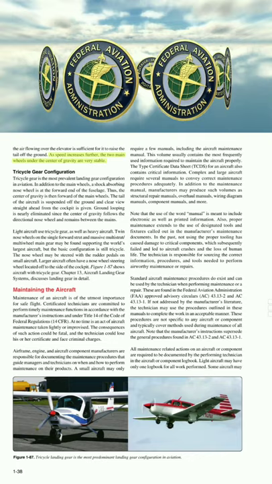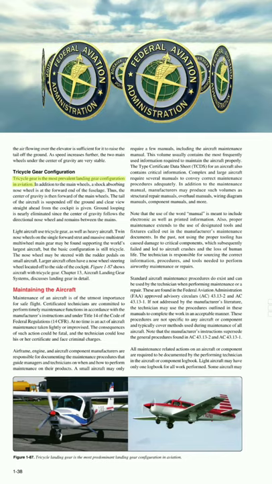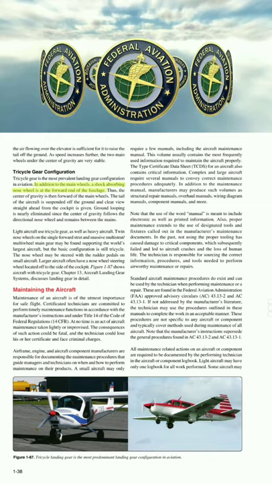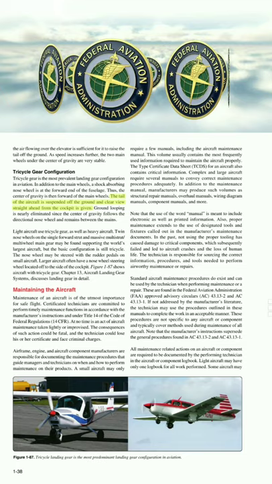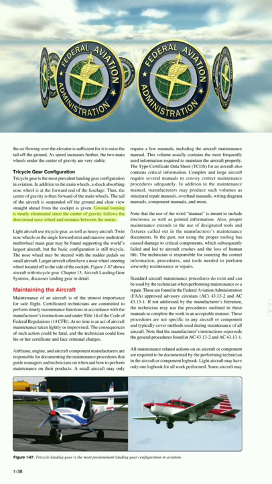Tricycle gear configuration. Tricycle gear is the most prevalent landing gear configuration in aviation. In addition to the main wheels, a shock-absorbing nose wheel is at the forward end of the fuselage. Thus, the center of gravity is then forward of the main wheels. The tail of the aircraft is suspended off the ground and a clear view straight ahead from the cockpit is given. Ground looping is nearly eliminated since the center of gravity follows the directional nose wheel and remains between the mains.